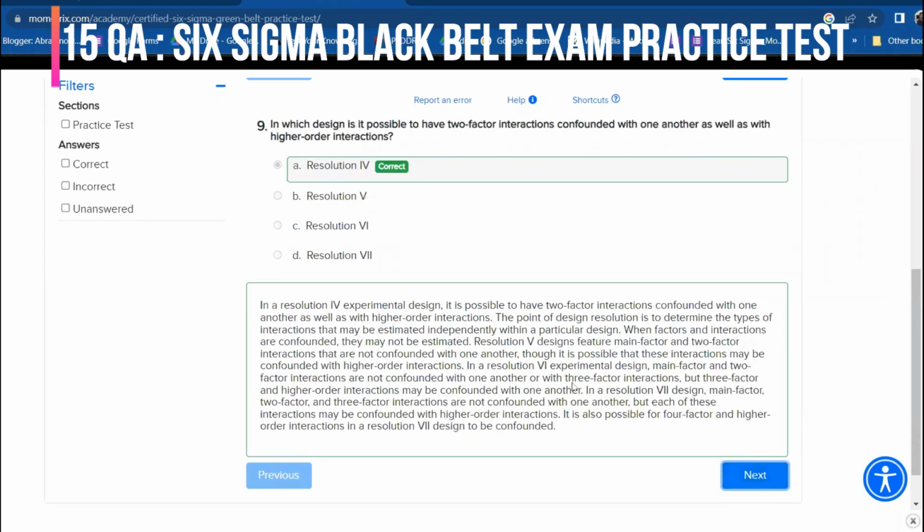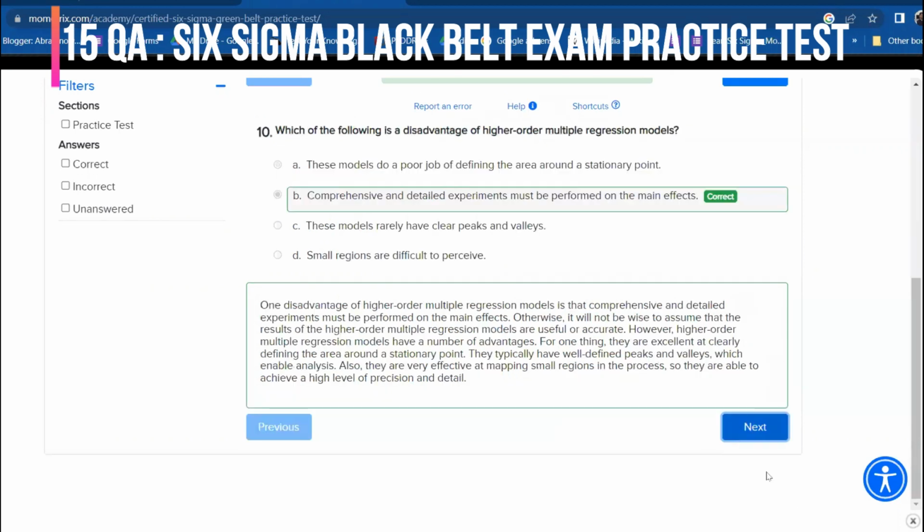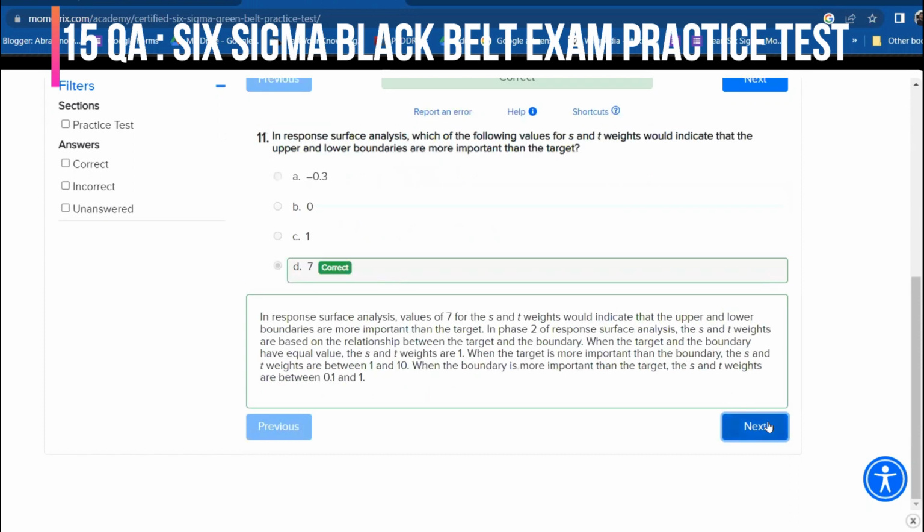This is called resolution 4 because actually we're also dealing with the confounded one. And one disadvantage is that, as I said, we have to go for the detailed one because it's multiple variables, and we also need to rely upon the p-values and so on.